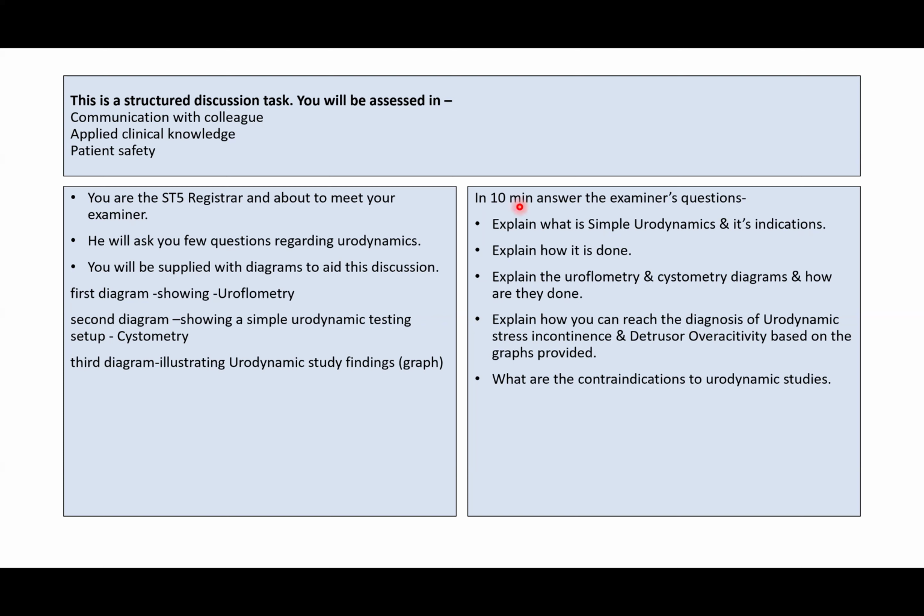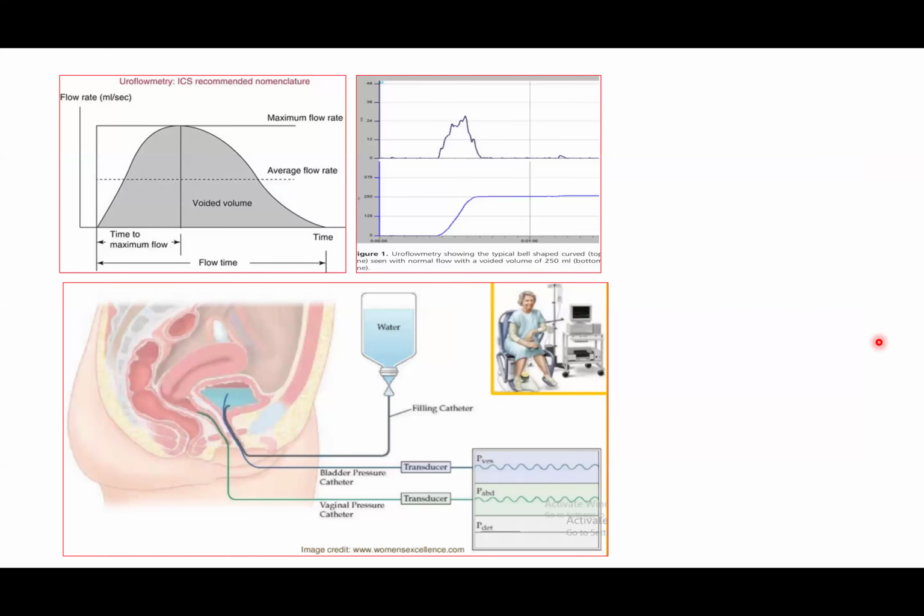Okay, and explain how it is done. Urodynamics usually has three parts. One is uroflowmetry, which is the non-invasive one, and there are also cystometry and urethral pressure profilometry. It has two phases: one is the filling phase and one is the voiding phase. At first, the calibration is done.